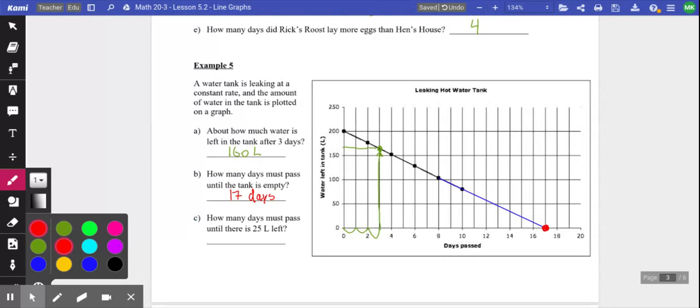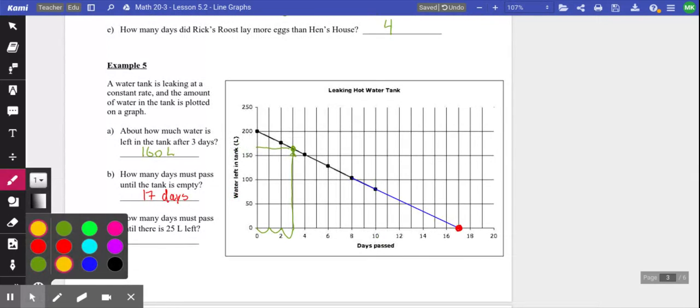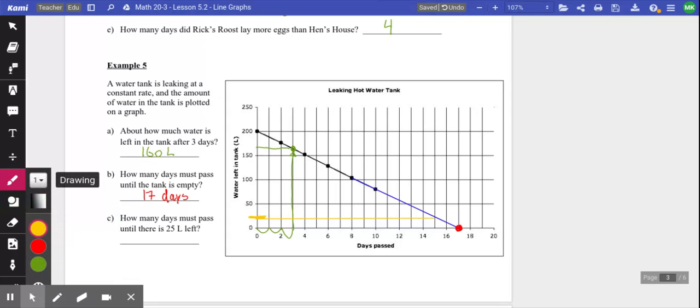See how many days must pass until there's 25 liters left. 25 liters left would be right about here. So if we looked straight across from that spot, it would be about there. So a rough estimation, I would say that's 15 days to get 25 liters left.